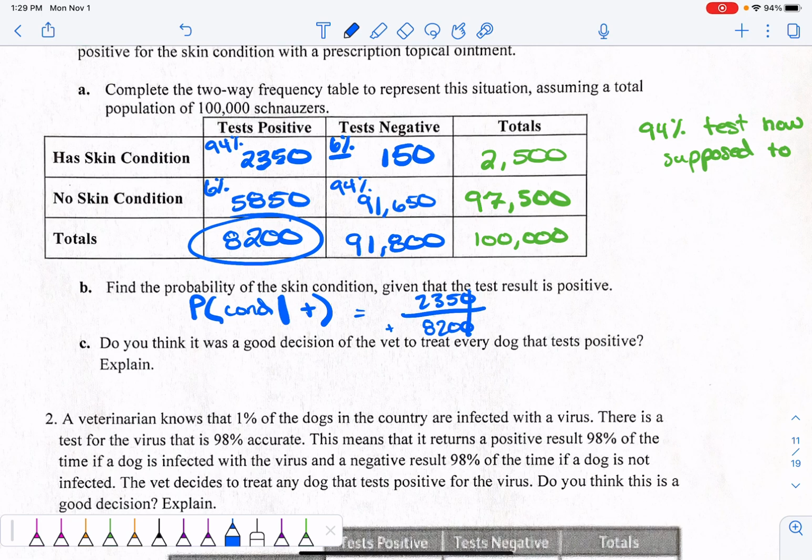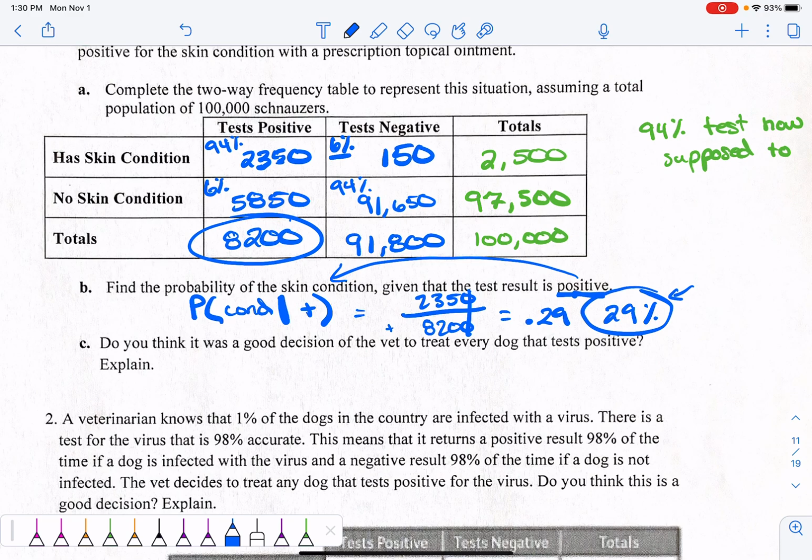So that is 0.29, let's say. So 29% of all of the Schnauzers that tested positive actually have the skin condition. Okay, so here's the deal. Of all the dogs that are testing positive, only 29% actually have the condition. So do you think it's a good decision for the vet to treat every dog that tests positive? And part of this, I guess, is kind of an opinion, but part of it is, just look at the numbers.